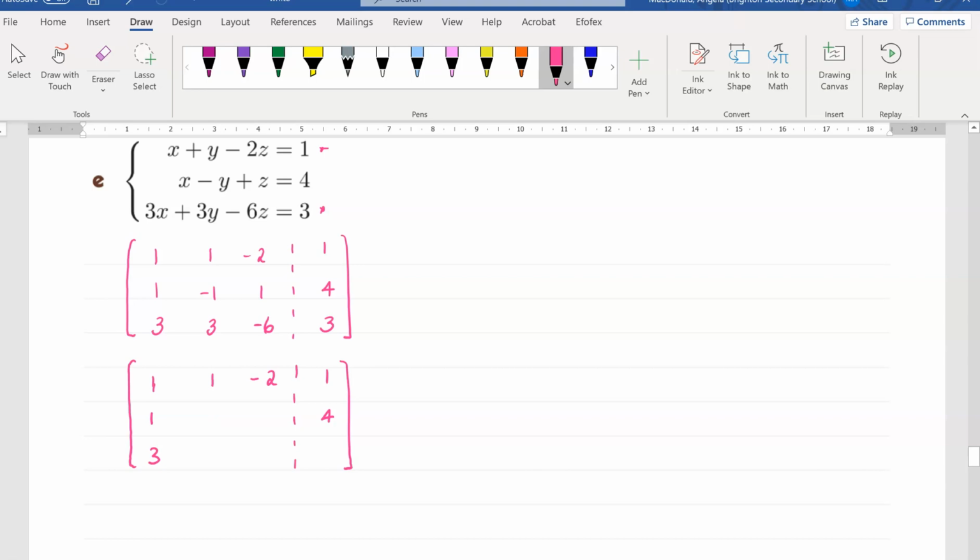So we get 3. Oops, what was I doing? So what we want to try and do, I've already written this, we want to make a 0 here. So we're going to say our new row 2 is going to be row 1 minus row 2. 1 take 1 is 0, we get 2 minus 2 take 1 is minus 3. We get minus 3. And for our row 3, when I say row 1, take row 3, I get 0, 0, 0, and a 0.